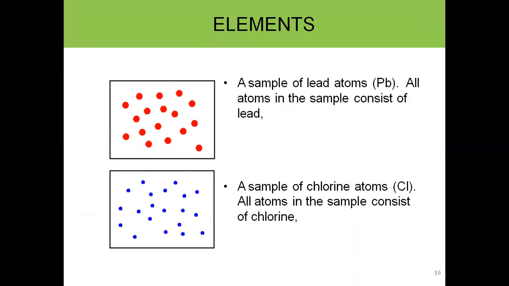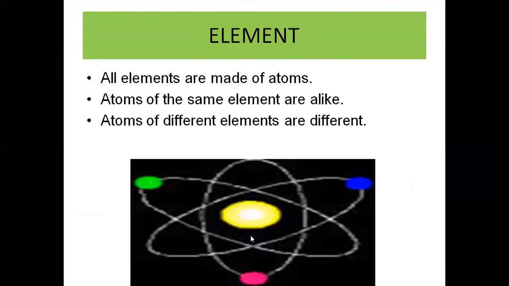This is a picture related to the elements. This is a picture of a sample of lead, all atoms in the sample are lead atoms. A sample of chlorine, all atoms in the sample are chlorine atoms. These are the characteristics of the elements. All elements are made up of atoms. Atoms of the same element are alike. For example, we talk about the element hydrogen, so all the hydrogen atoms present in the world are alike. Atoms of different elements are different.